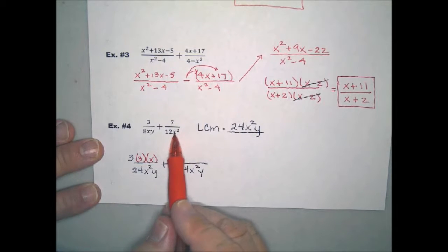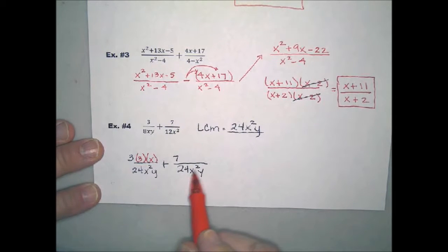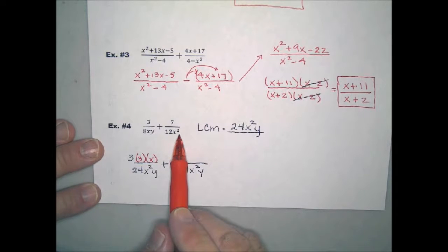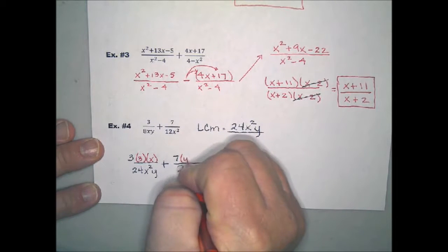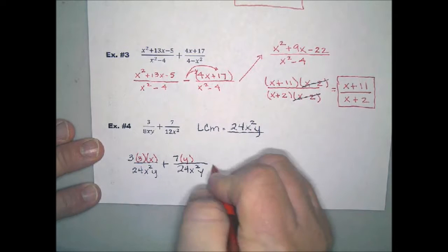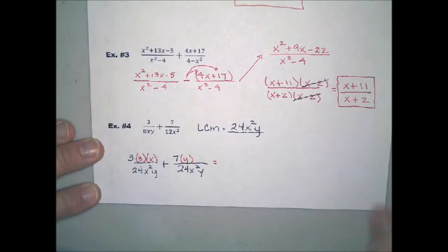Moving on to the second fraction that begins with a 7. This one already has x squared in its denominator. Well, the common denominator has x squared, so I don't have to do anything as far as x is concerned. But this denominator does not have a y in it, and the common denominator does have a y in it. So this one needs to be multiplied by y.